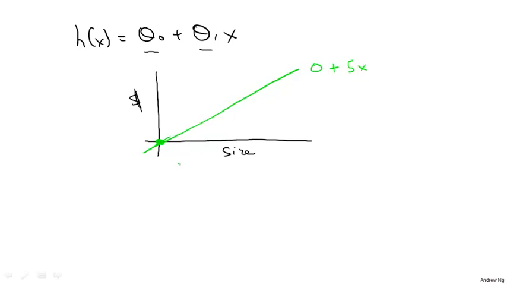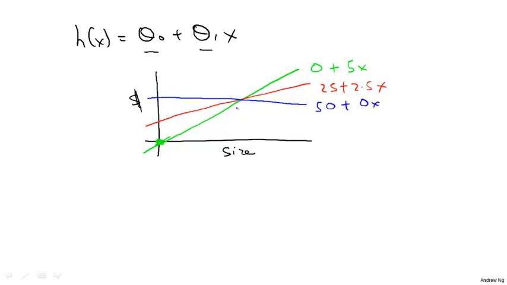Whereas if you were to choose a different value of the parameters, such as 25 plus 2.5x, right? Then maybe you get a different line like that. And if you were to choose an even different value, like 50 plus 0x, then you end up with, say, a flat horizontal line. And so, as you choose different values of theta 0 and theta 1, you get different lines.